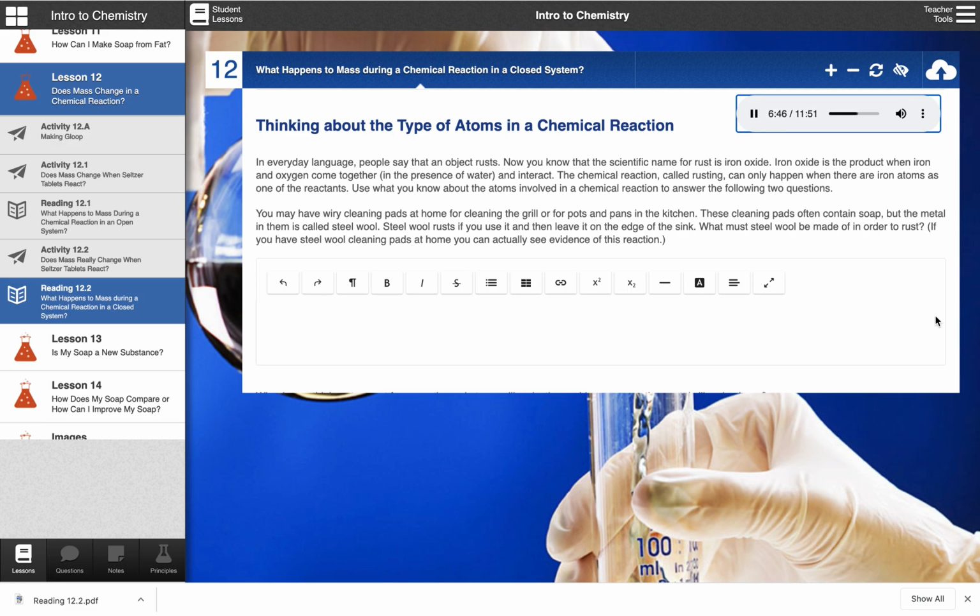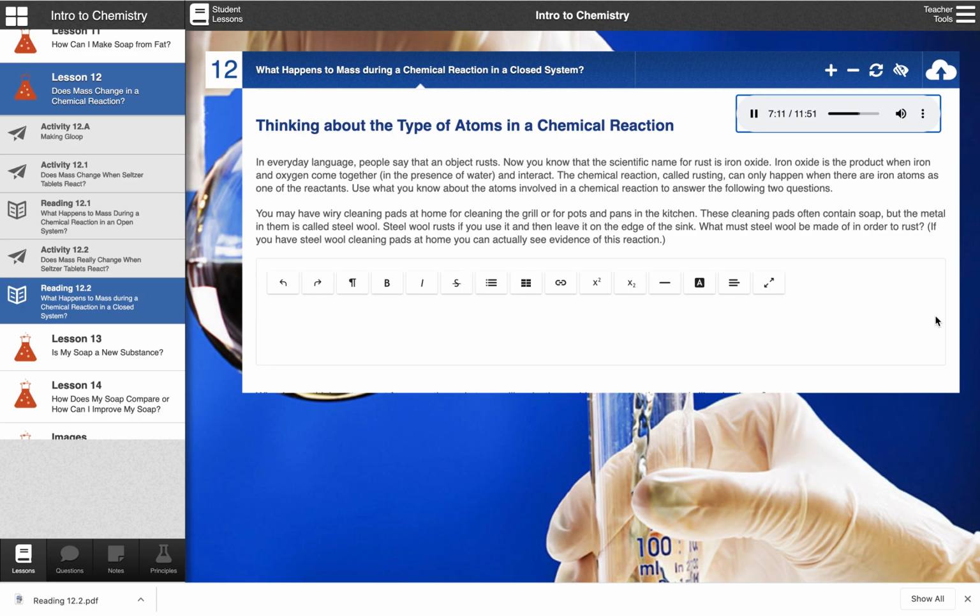You may have wiry cleaning pads at home for cleaning the grill or for pots and pans in the kitchens. These cleaning pads often contain soap, but the metal in them is called steel wool. Steel wool rusts if you use it, then leave it on the edge of the sink. What must steel wool be made of in order for it to rust?